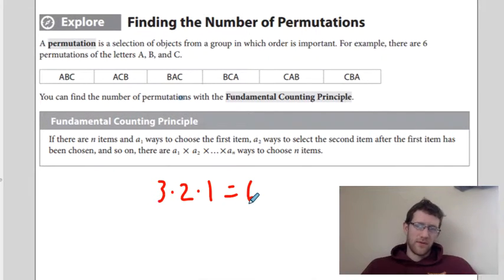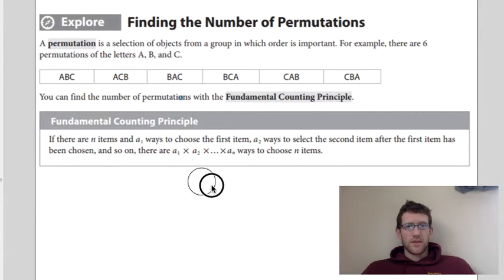Again, that's 3 factorial. This will be a little bit different if we're doing something like flipping a coin. Let's say I flip a coin.